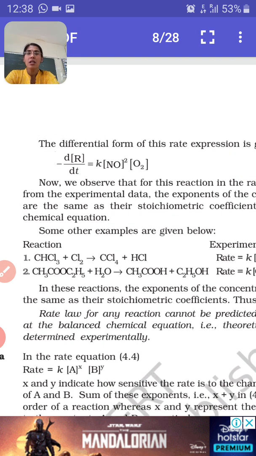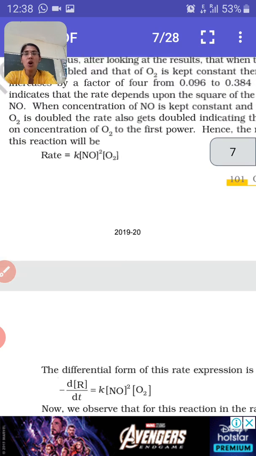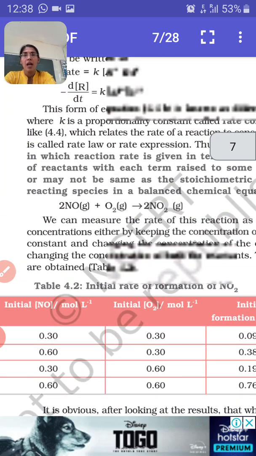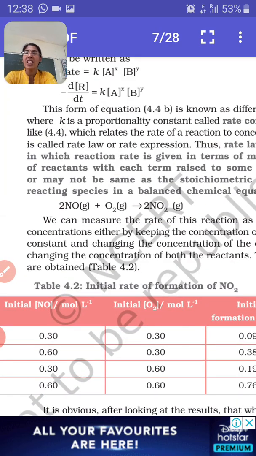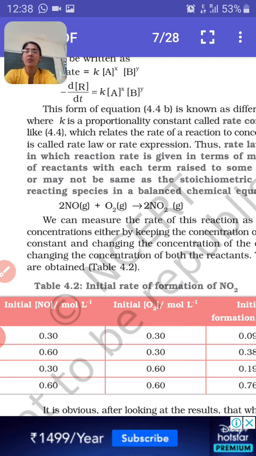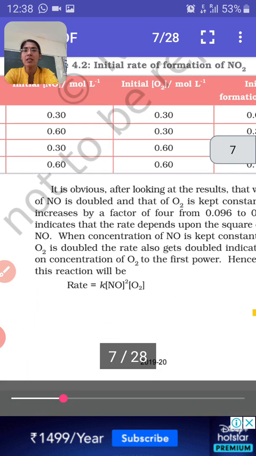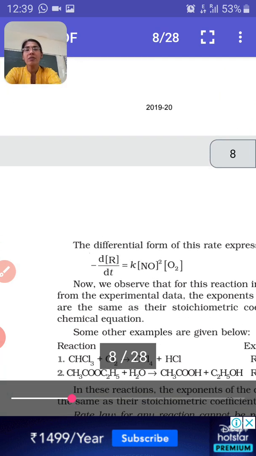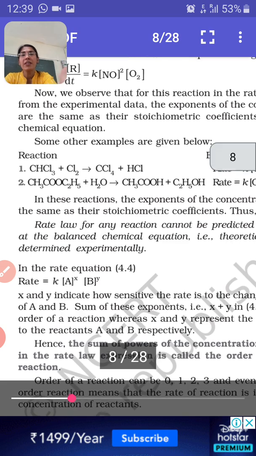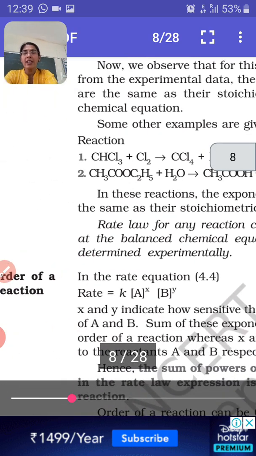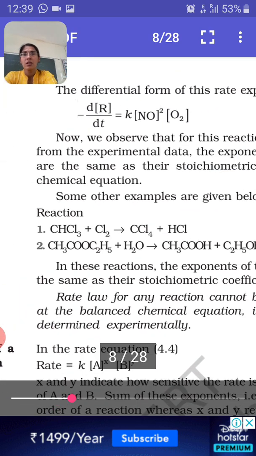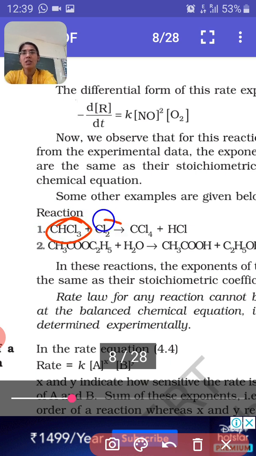In this case, the stoichiometric coefficient of NO was same as the power of the concentration term in the rate law, and similarly the stoichiometric coefficient of oxygen is same as its power in the rate law, but it is not the case in all the reactions. We shall see here the reaction of CHCl3 with Cl2 to give CCl4 and HCl.